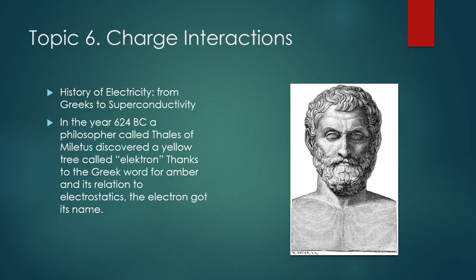Topic 6. Charge interactions. History of electricity from Greeks to superconductivity. In the year 624 before Christ, a philosopher called Thales of Miletus discovered a yellow tree resin called electron. Thanks to the Greek word for amber and its relation to electrostatics, the electron got its name.